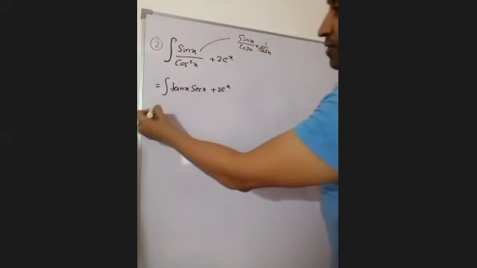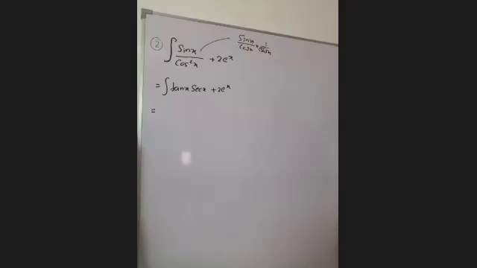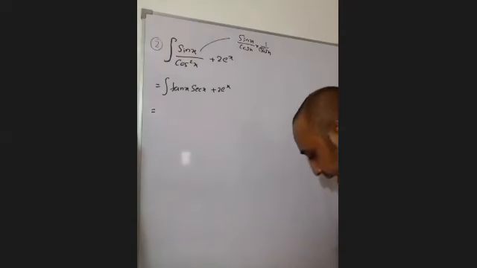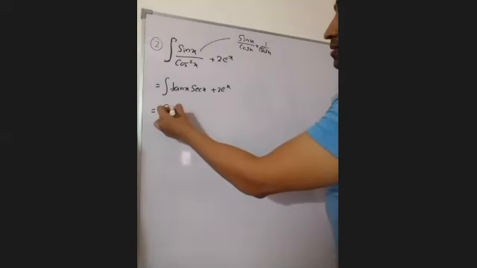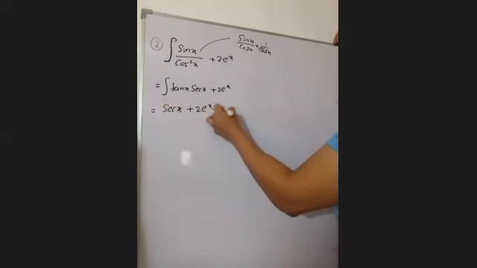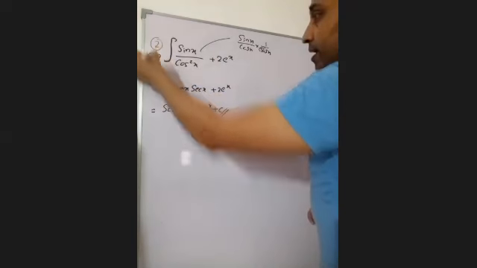We have integration for sec x tan x. The integration of sec x tan x is sec x, plus the integration of 2 e to the power x is 2 e to the power x itself, plus c is the final answer for this. That's the way of getting this answer. Right, then this is part B.